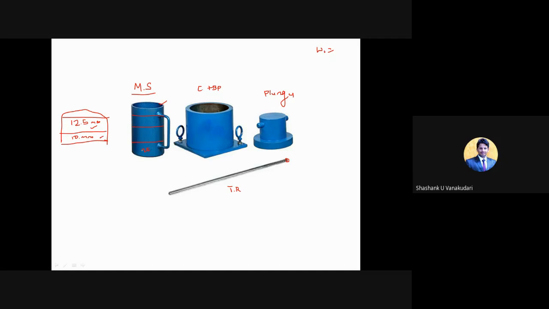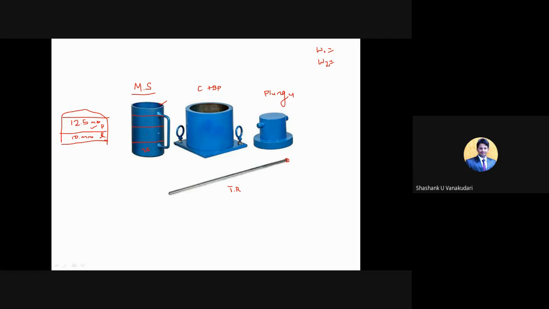After that you need to fill the aggregates in 3 layers. Those aggregates you need to select from these sets, passing from 12.5 and retained in 10 mm. Clear? The aggregates which are retained in 10 mm, that one you need to fill in 3 layers. Each layer is stamped by 25 times. Again, you need to take the weight of this, consisting of measuring cylinder plus aggregates.